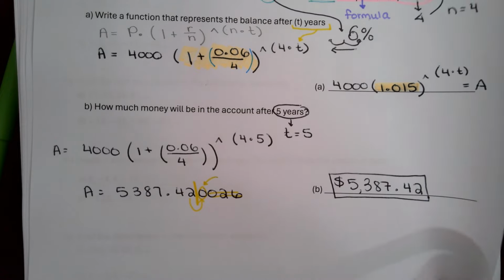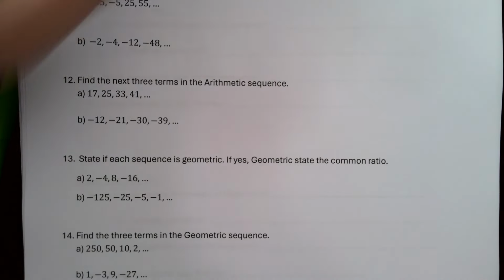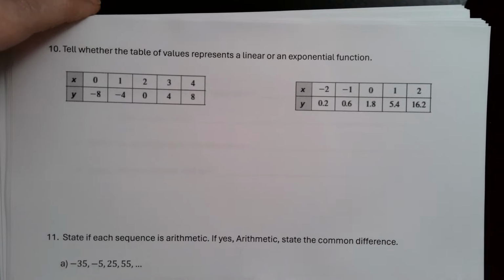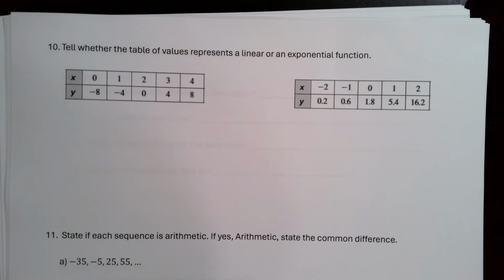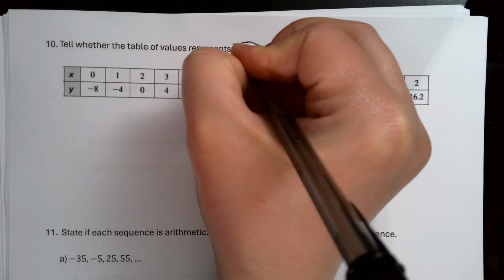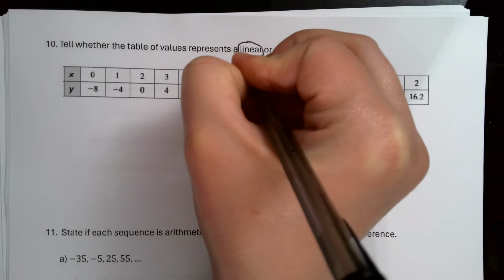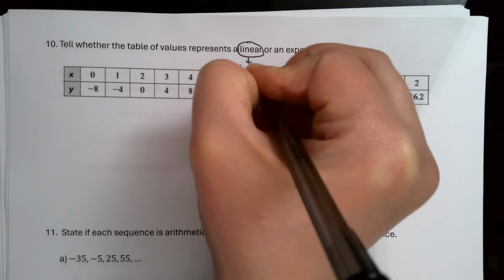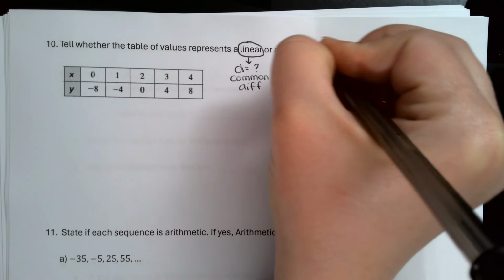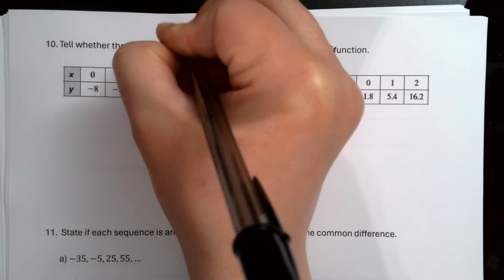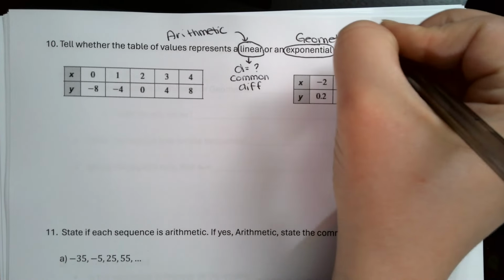Okay, let's move on. Question number 10 is asking you to tell whether the table of values represents a linear or an exponential function. What this means, linear, we're going to be checking if it's arithmetic, which is a common difference. Exponential is geometric, with a common ratio.